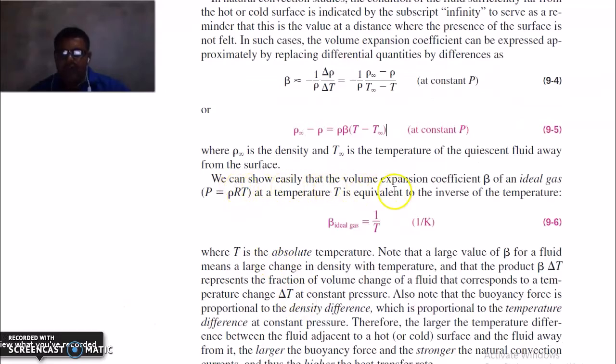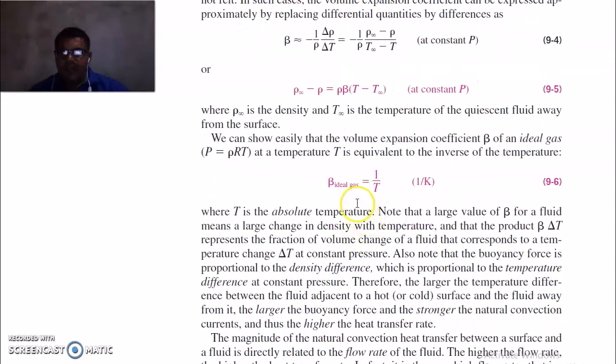We can show easily that the volume expansion coefficient beta of an ideal gas at a constant temperature is equivalent to the inverse of temperature, where T is absolute temperature. Note that a large value of beta for a fluid means a large change in density with temperature, and that the product beta delta T represents the fraction of volume change of fluid that corresponds to a temperature change delta T at constant pressure. Also note that the buoyancy force is proportional to density difference, which is proportional to the temperature difference at constant pressure.